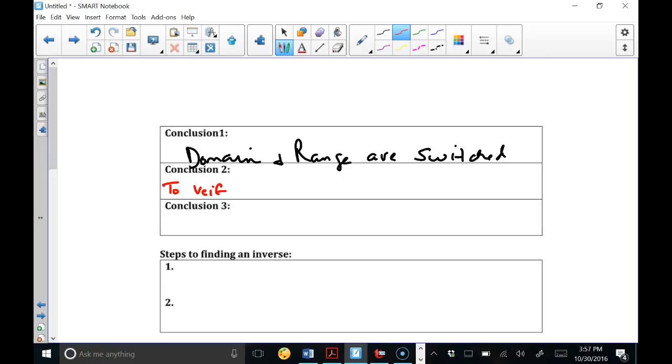to verify, oops, that doesn't look very good. Let's see if I have an eraser here. Oh, here we go. I'm talking to myself, boys and girls.